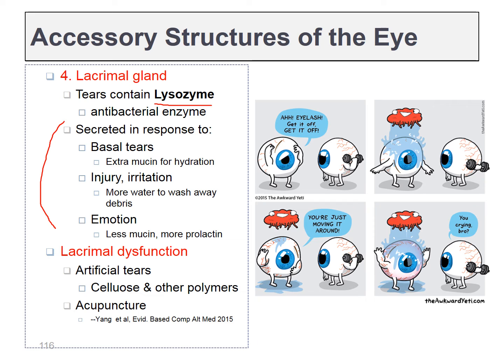When the lacrimal glands cannot produce enough tears, this can lead to irritation of the eyes. Artificial tears can help alleviate this. Artificial tears include water plus other chemicals, which makes the secretions a little bit thicker, such as cellulose or other polymers. In addition, certain types of acupuncture have been shown to increase tear production from the lacrimal glands.